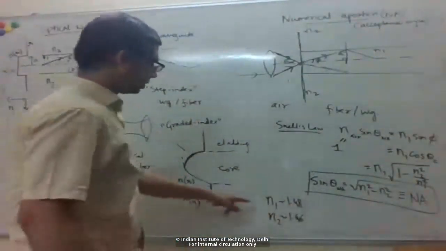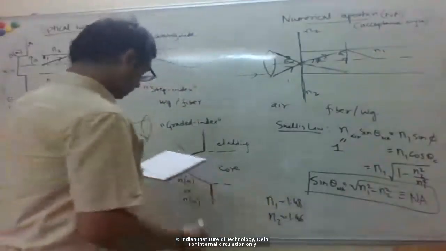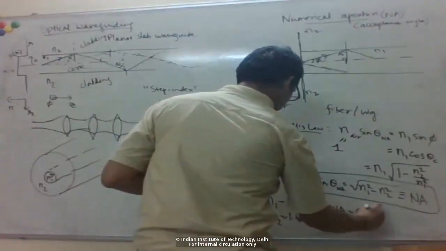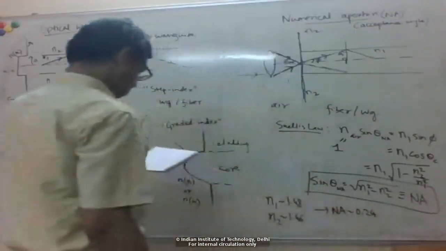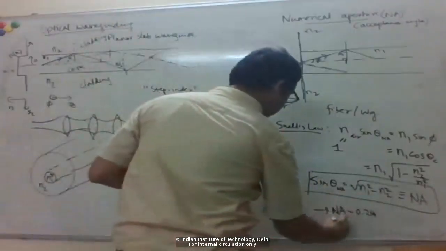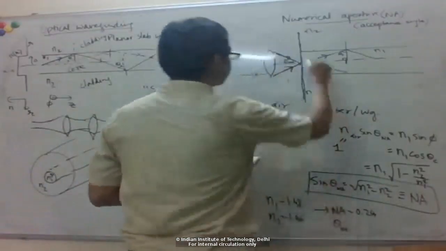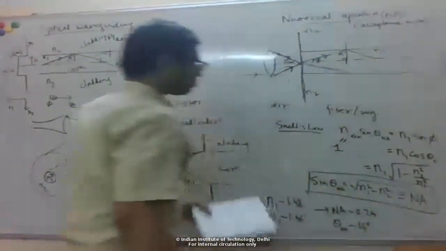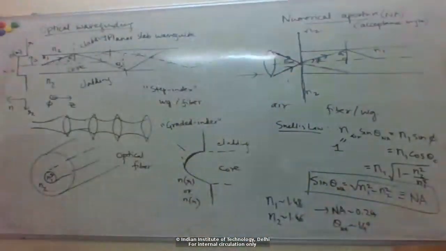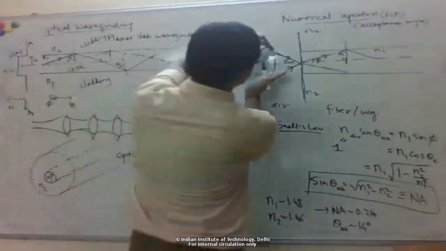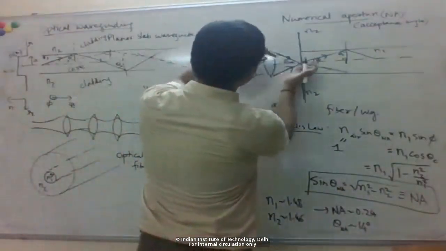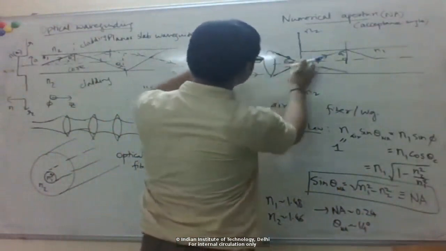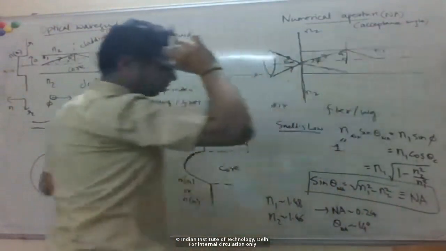Right, so if, let's say, n1 is 1.48 and n2 is 1.46, then the NA comes out to be about 0.24, which corresponds to an acceptance angle, or half acceptance angle, of about 14 degrees. Okay, so if I have a lens which focuses light to a cone of half angle 14 degrees, then all of that light can be guided into the fiber.